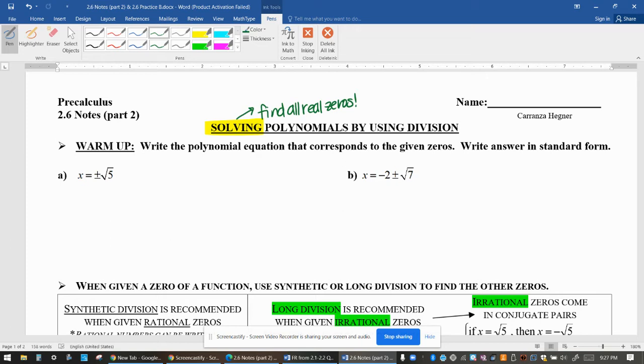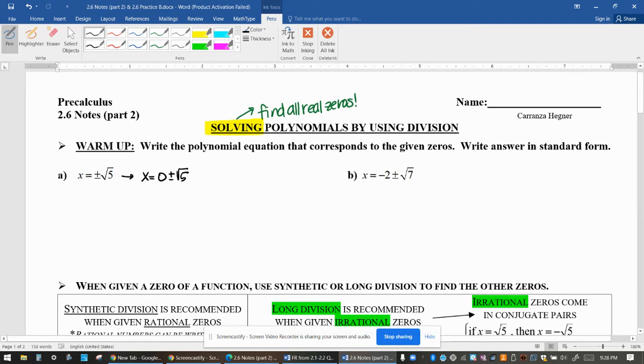Now, if our zeros are x equals plus or minus root 5, what did that used to look like as a factor before it was solved? So what did it used to look like when it was set equal to 0? Well, hopefully you remember that we taught you a pattern. So this is the same as x equals 0 plus or minus the square root of 5.